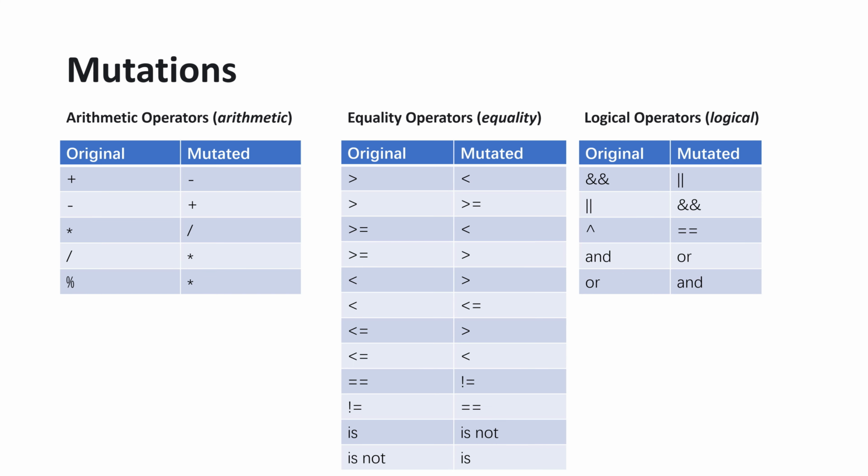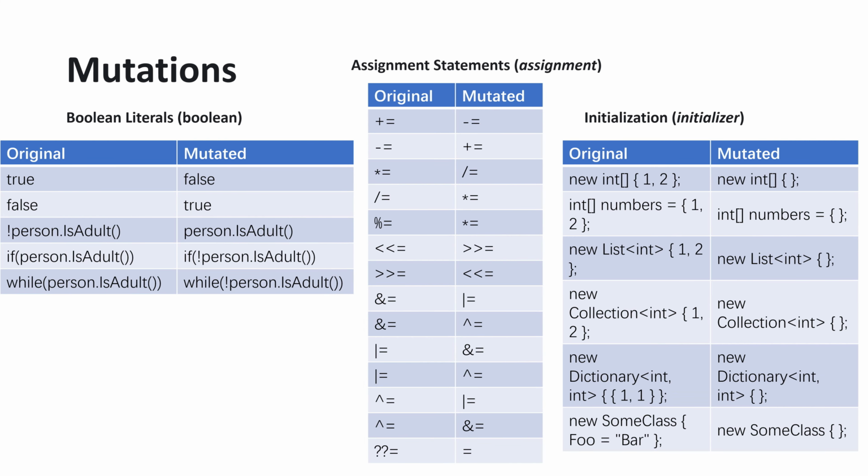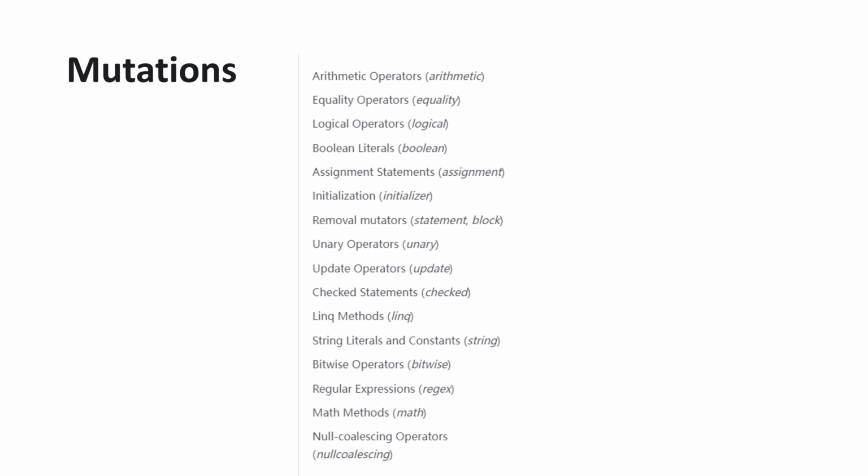Now let's take a look at the different types of mutations. Here are some examples, including mutations on equality operators, logical operators, etc. We can see there are many types, so I won't list them all here. For .NET, Stryker has the following mutations.